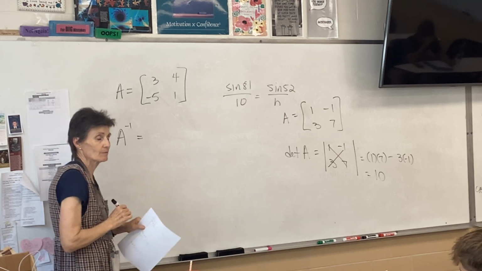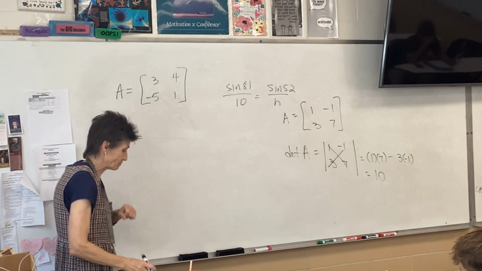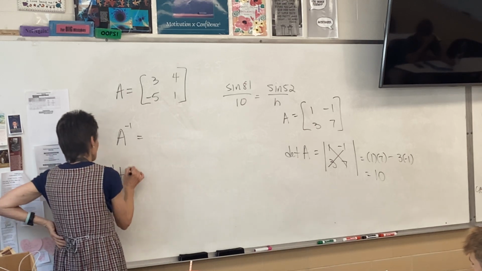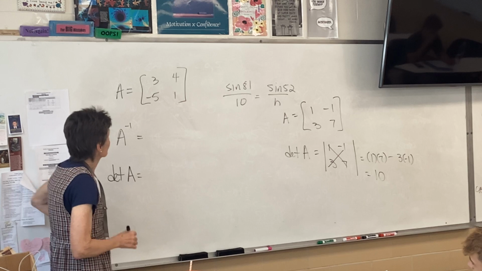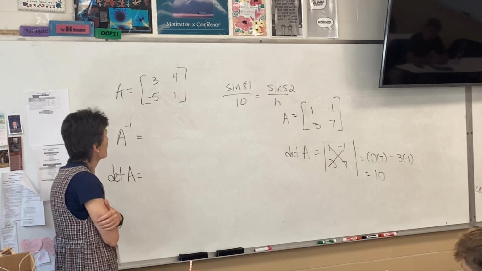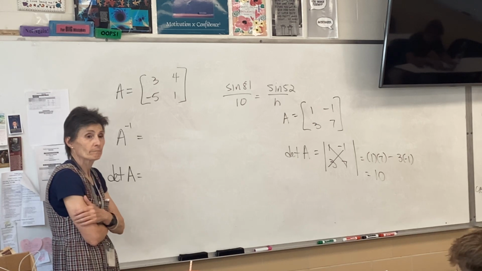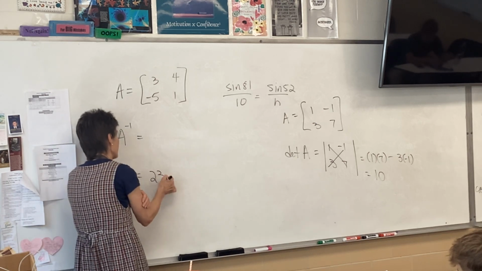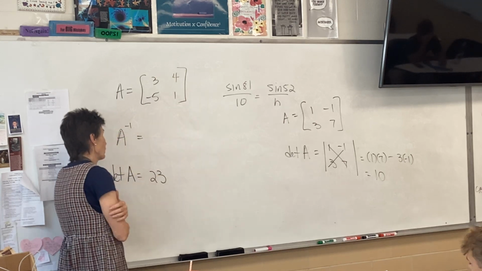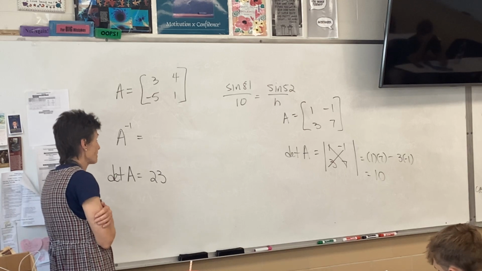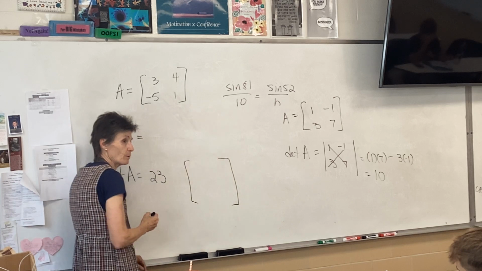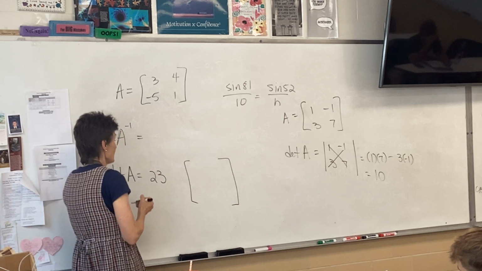This means find the inverse. The first step is to find the determinant. So what is our determinant? 23. Good job. 3 minus negative 20. 23. Now, you did this last year too. If you did Cramer's rule, I'm sure you did this last year.